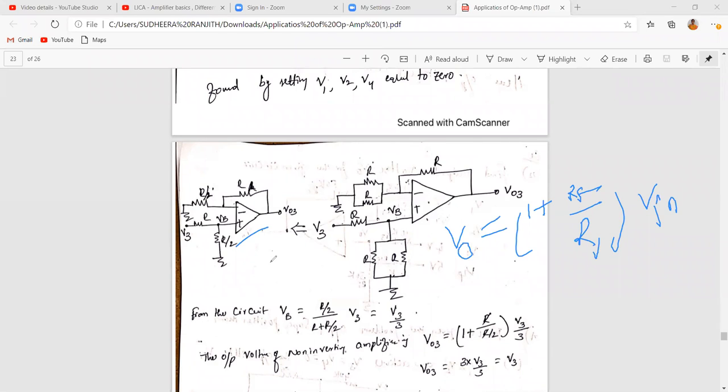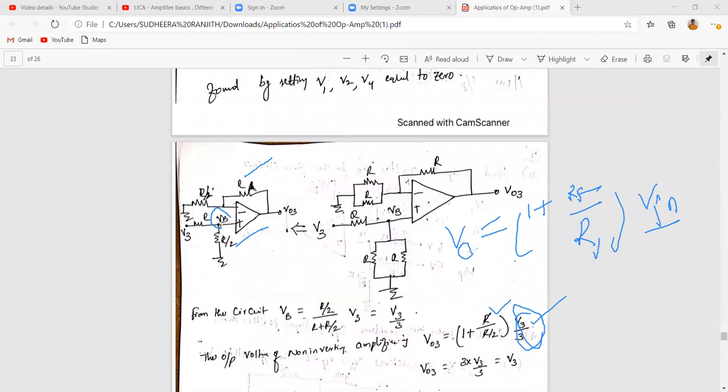V3 by 3, sir. Right. VB is the input, which is V3 by 3. If you observe here, I have replaced it with V3 by 3. 1 plus RF by R1. What is RF in this circuit? R, sir. So I have placed R.